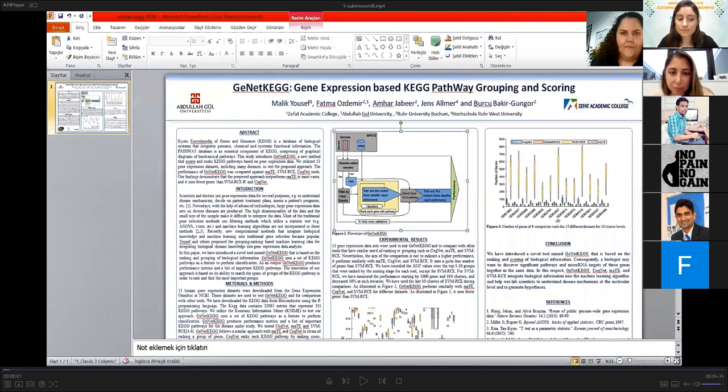Okay, thank you. Is there any control group or something that you compare with the other scoring? Because there are also similar gene expression based grouping and scoring methods. Did you compare? Yes, we compared them. And what was the main difference? The main difference is the number of genes they use. Our method uses fewer genes than the other tools.